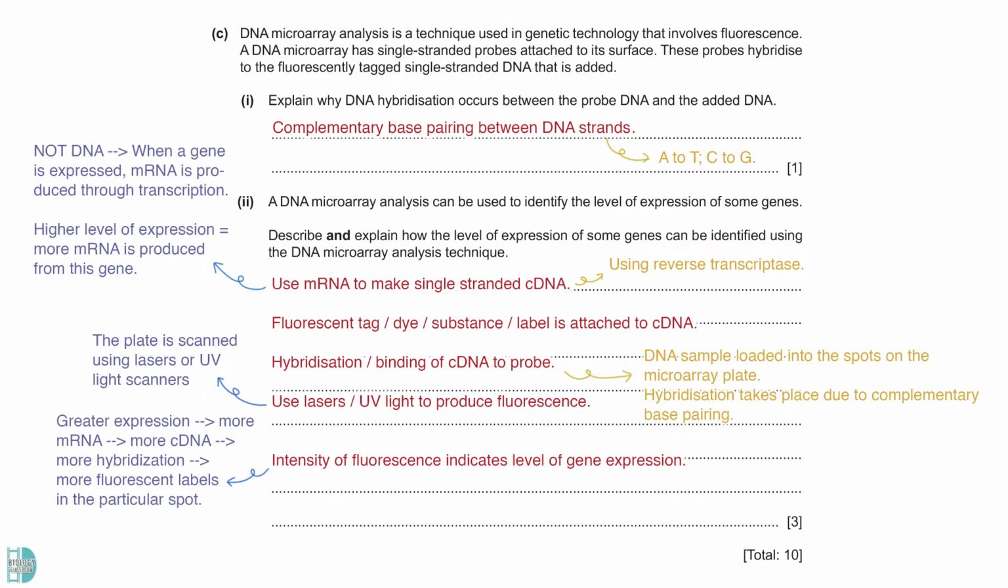The intensity of fluorescence indicates the level of gene expression. This is because greater expression causes more mRNA to be produced. Hence, more cDNA can be made from this mRNA. There will be more hybridization, leaving more fluorescent labels in the particular spots.